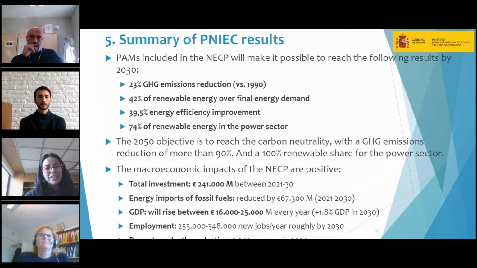And to finish this presentation, I would like to summarize which are the results of the National Energy and Climate Plan. As I have mentioned before, it's a reduction of 23% of the greenhouse gas emission versus 1990, 42% of renewable energy over final energy demand, 39.5% of energy efficiency improvement, and also 74% of renewable energy in the power sector.